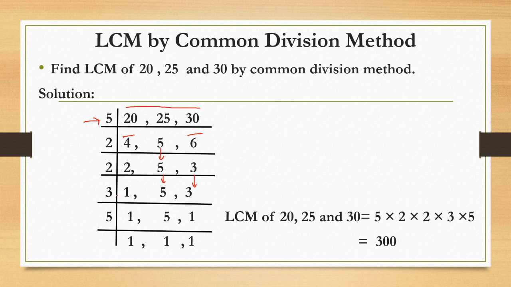Again we will take the next smallest prime number, that is 3, and then our next prime number, that is 5, and we will do this division till we get our remainder as 1, 1, 1. Now we will multiply all these numbers. After multiplication we get 300. So that's how you will do LCM by common division method.